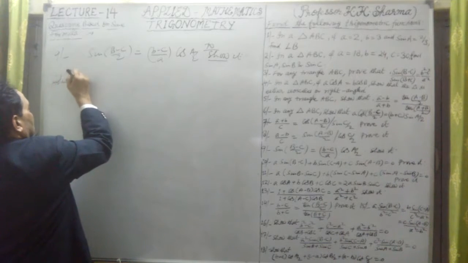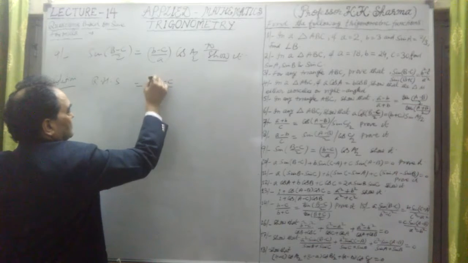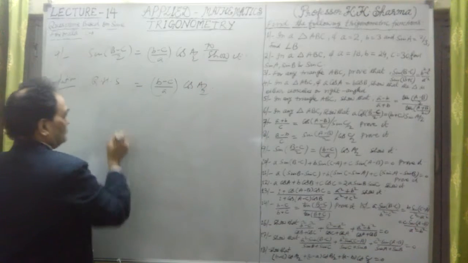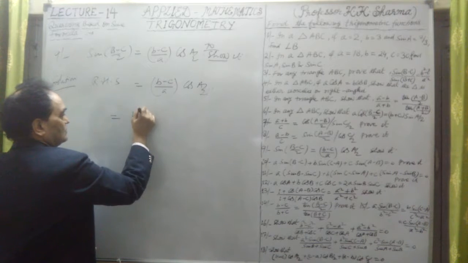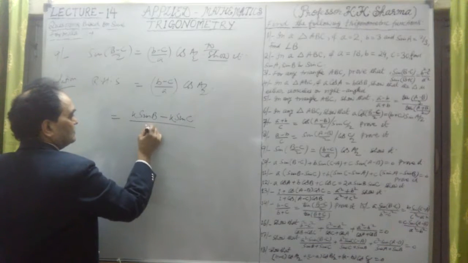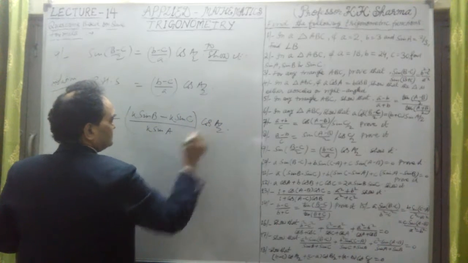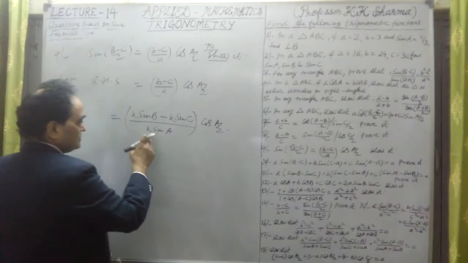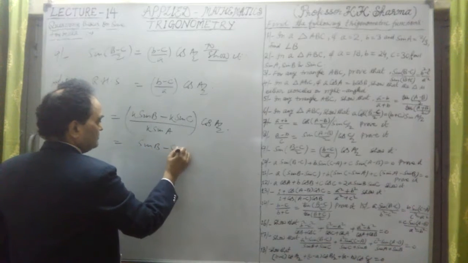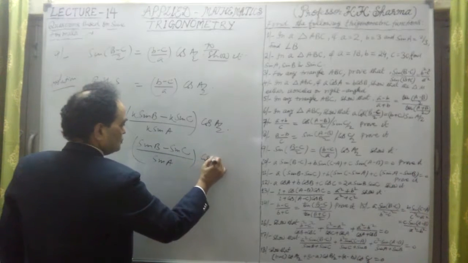Solution. Let us take the right hand side, which is (b minus c) upon a into cos a by 2. No problem. We can substitute here in place of b and c, k sine b minus k sine c whole divided by k sine a into cos a by 2 as it is. The k, if I take common, will cancel out in the numerator and denominator. So left over is sine b minus sine c whole divided by sine a into cos a by 2.